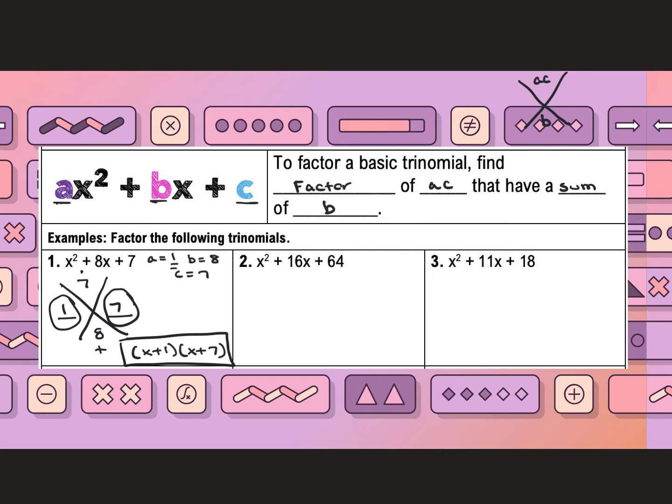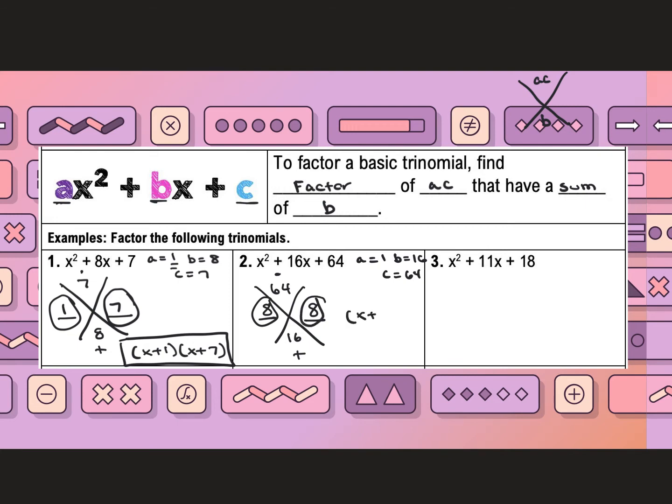All right. Looking at number 2, we're going to do the exact same thing. So I have A equals 1, B equals 16, and C equals 64. So I want two numbers. When I multiply, give me 64, because that's the product of A and C. And when I add them together, give me 16. All right. So two numbers that multiply to give me 64 and that add together to give me 16 are going to be 8 and 8. So my factors are 8 and 8.